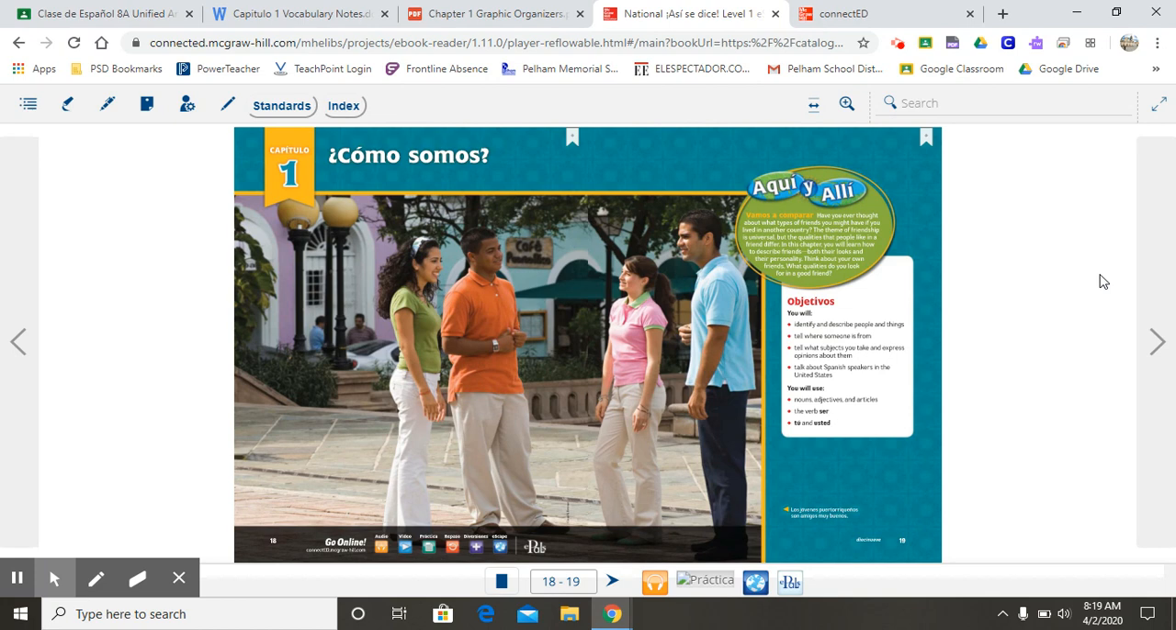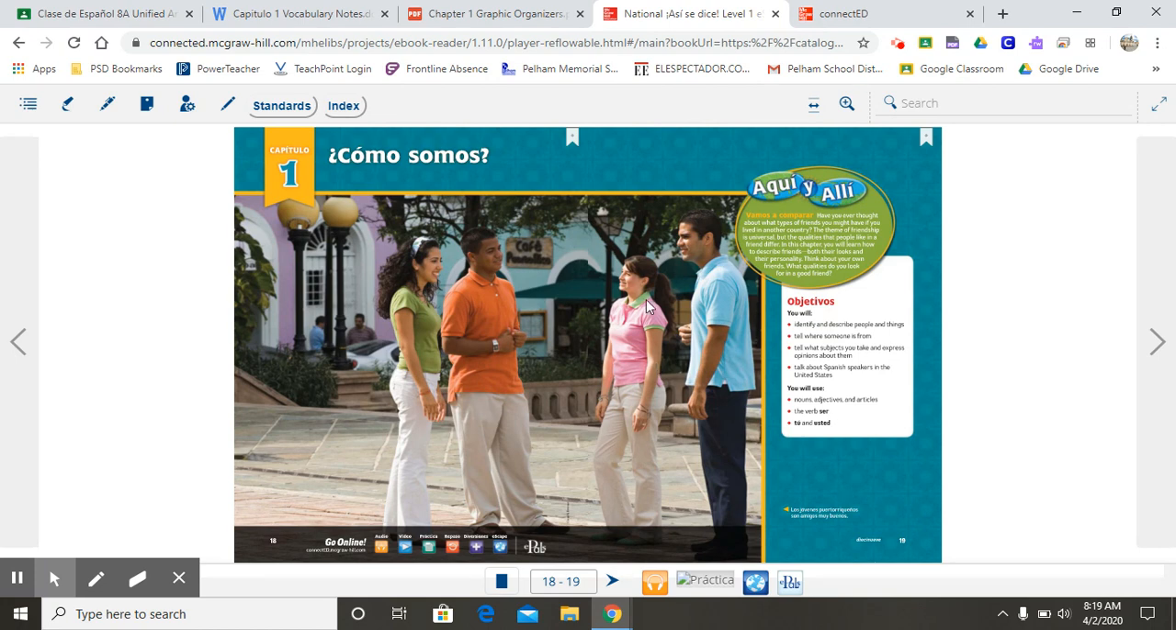So, starting today, you're going to want to have a notebook, or you're going to want to be prepared to take notes. We're going to start with the vocabulary. And then next week, we're going to move on to the grammar. And eventually, by the end of this chapter, which will take us approximately 2 weeks to complete, we will have a test, okay? So, today is going to be the first day we're going to dive into the chapters.